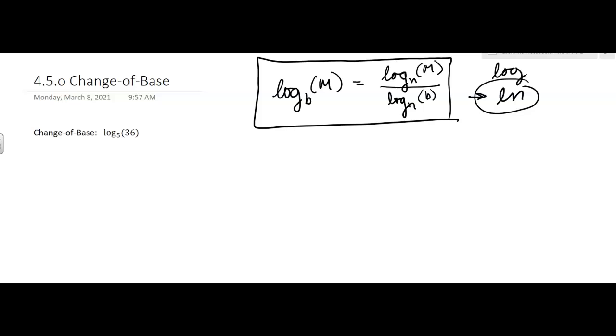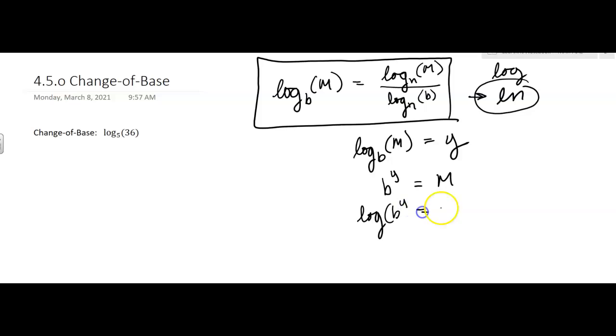Okay, now why does this property work? Well, let me show you real quick. So let's say you have log base b of m, and it equals y. Okay? Well, you can change that to exponential form. Now take the log of both sides. I didn't use a natural log, did I? I used a common log, but it could be any base. I guess I should put an n there. All right, base n.